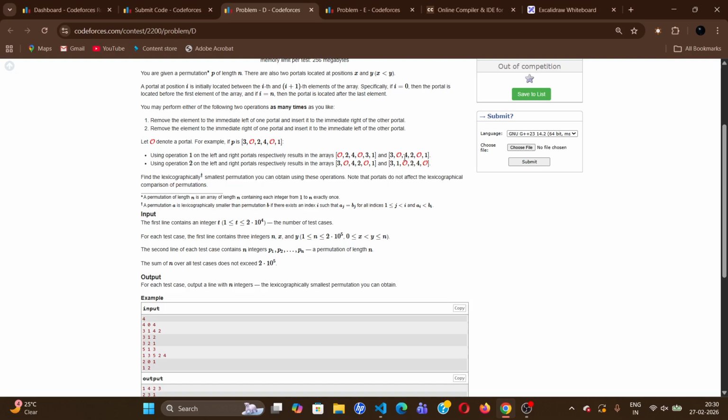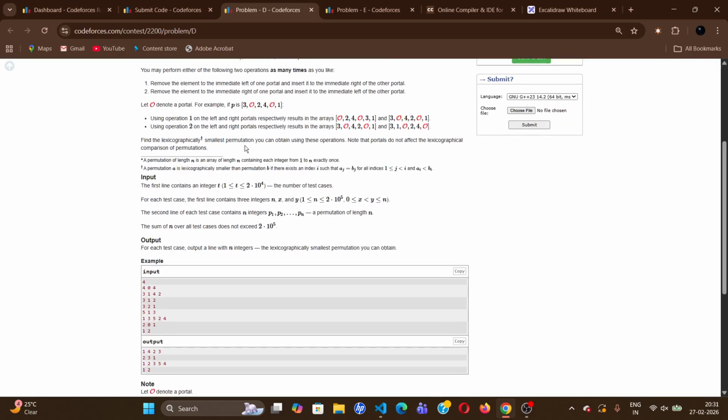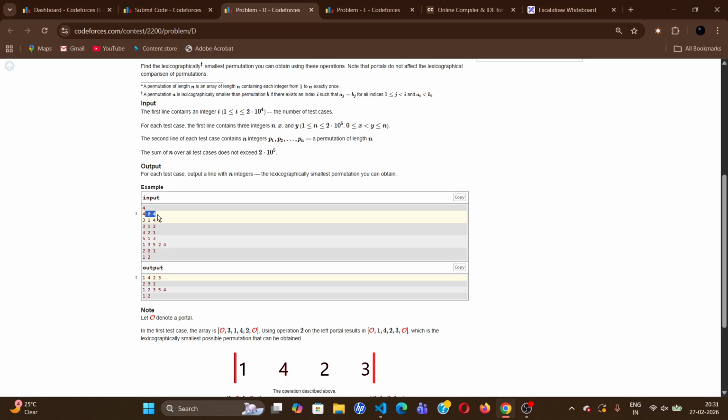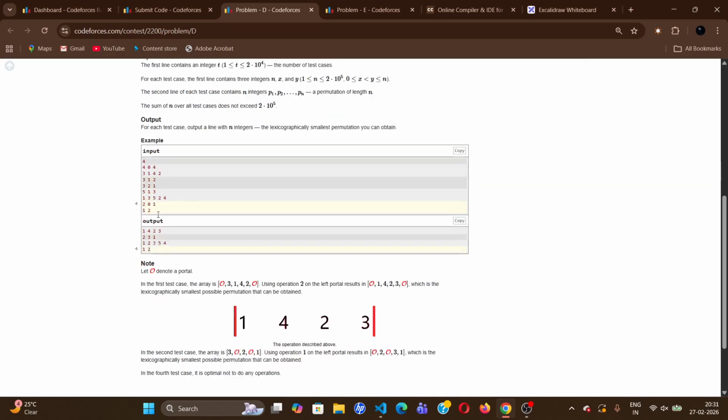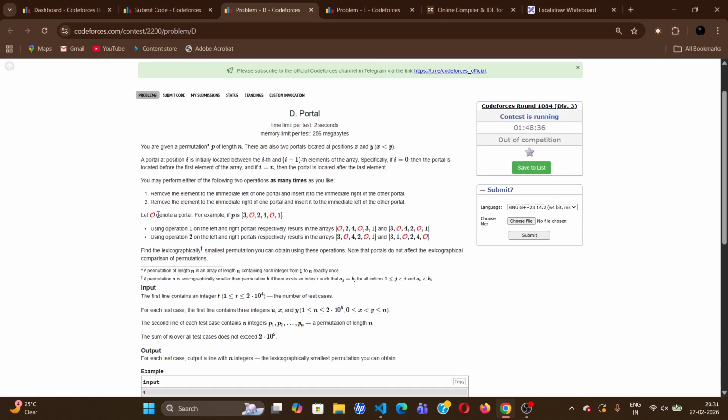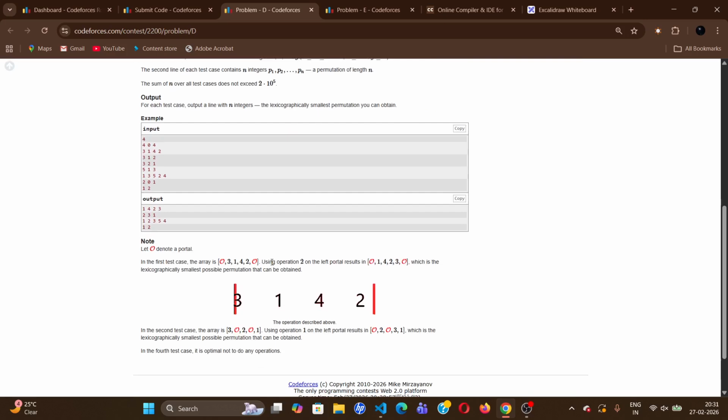Find the lexicographically smallest permutation you can obtain using these operations. Note that portals do not affect the lexicographical comparisons of permutations. Okay. X and Y portals are in a specific place, 0 and 4. Okay, this one 0 and 4.